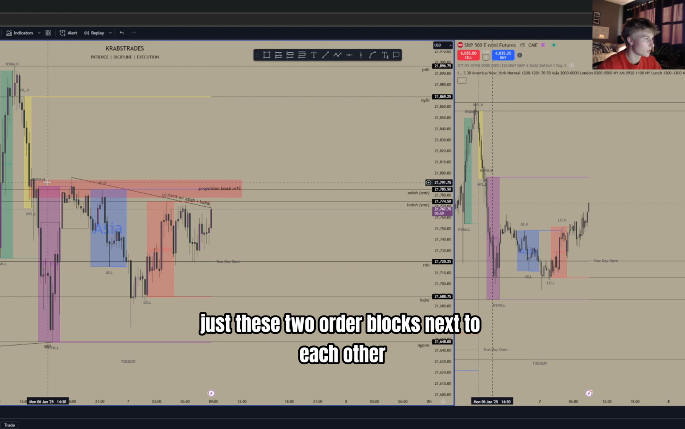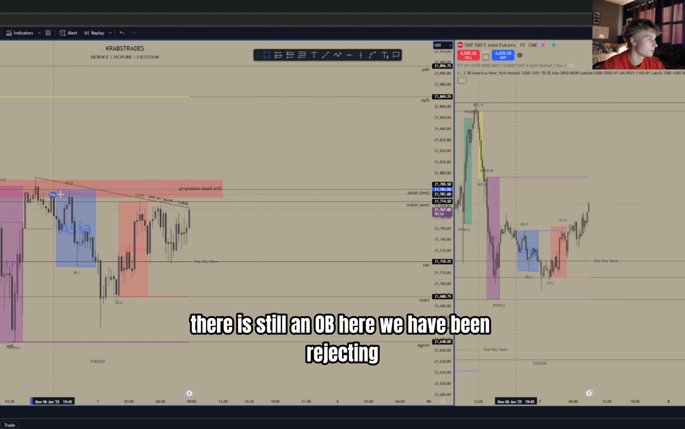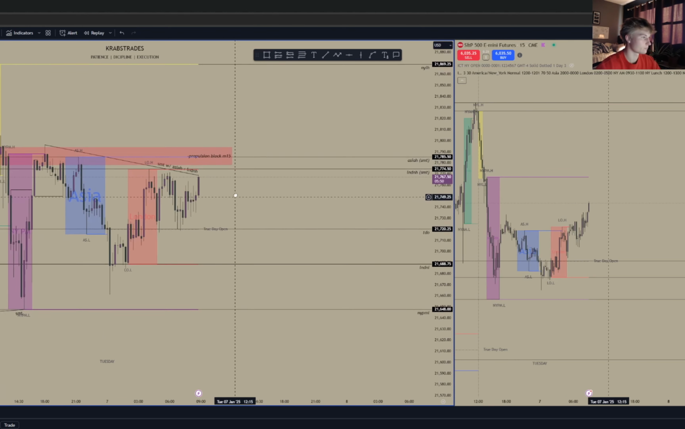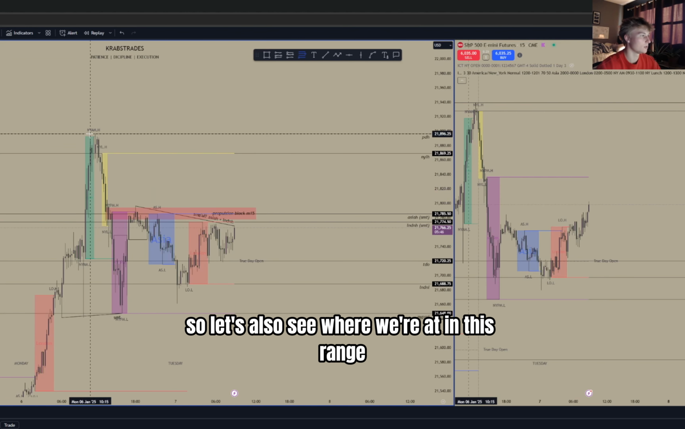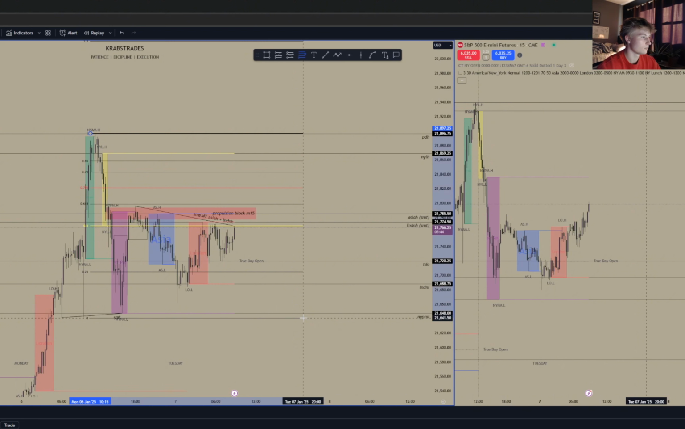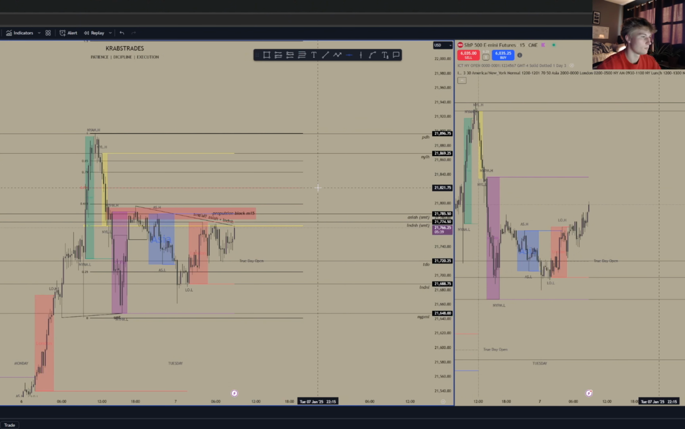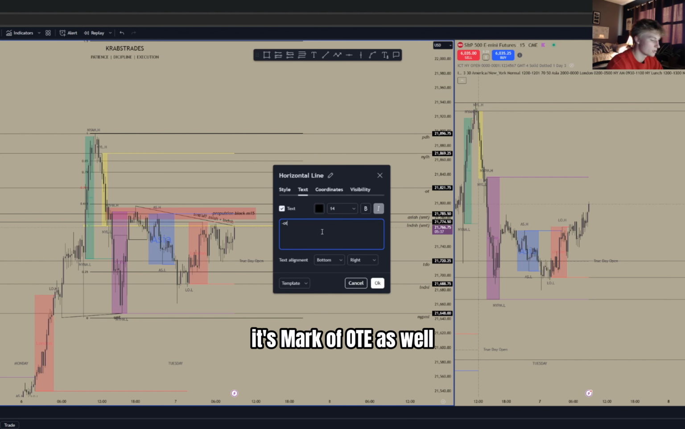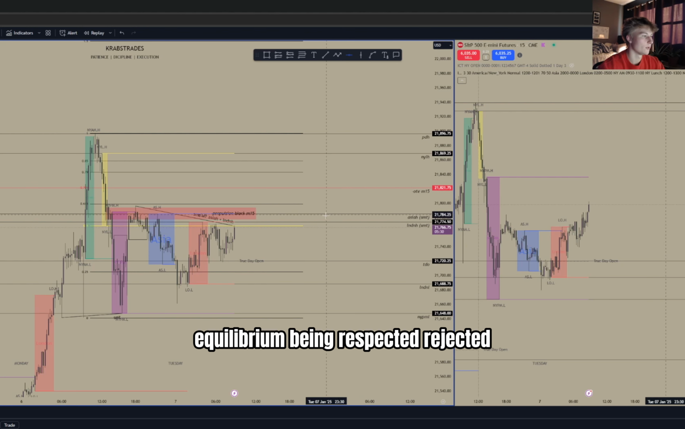We'll see if we wick into this as well. Just these two order blocks next to each other. But I mean, there is still an OB here. We have been rejecting. So let's also see where we're at in this range. Alright, looks like we're respecting equilibrium. Let's mark up OTE as well. Equilibrium being respected, rejected.